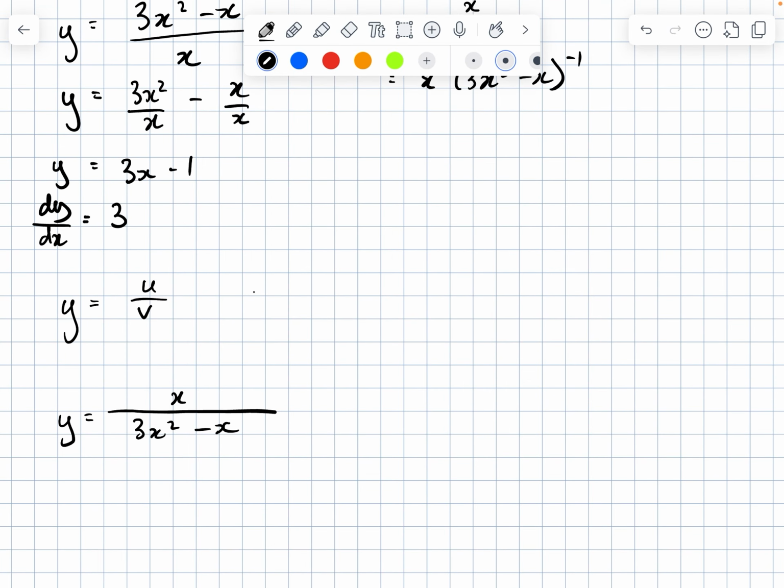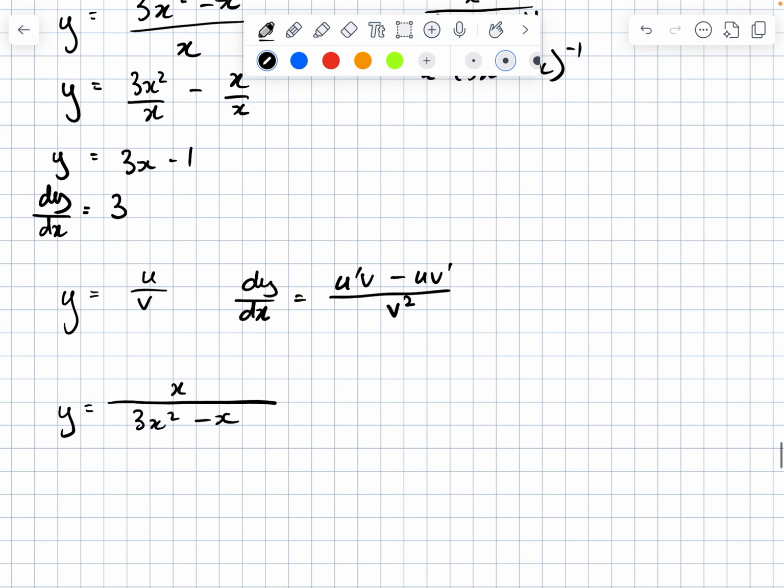If you have a function that is in the form u over v, where both u and v are functions of x, then the quotient rule says that dy dx is equal to u dash v minus uv dash. So far, it's almost identical to the product rule, except that there's a minus sign instead of a plus sign. And that's all divided by v squared. Proof for this rule will be at the end of this video.